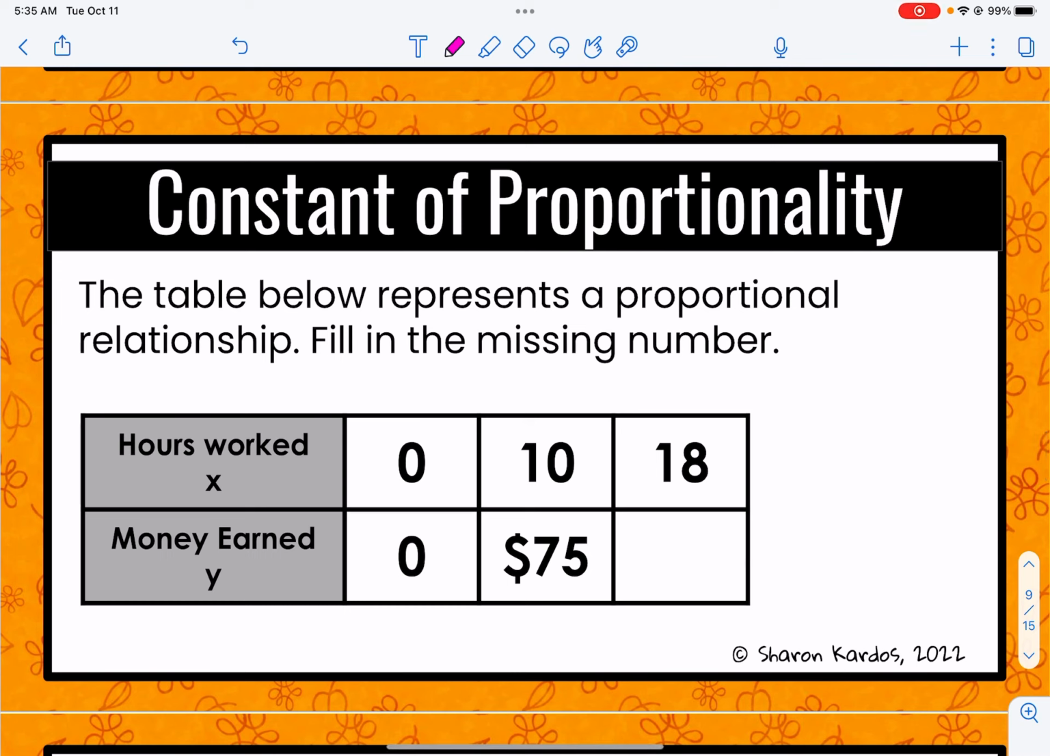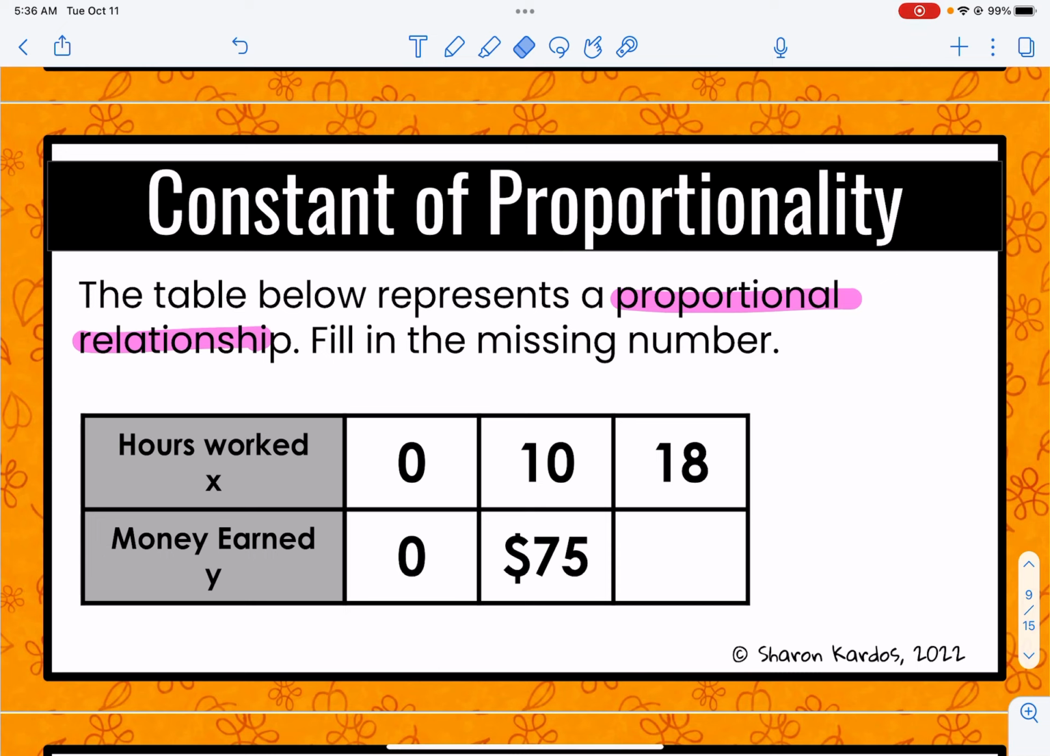So, constant of proportionality. The table below represents a proportional relationship. Fill in the missing number. I already know that this is a proportional relationship, so I know that if I graph it, it should make a straight line. I can see that it goes through the origin. It's telling me that we've got some money earned for a certain number of hours worked, and they gave me some information, and I have to fill in what's missing.